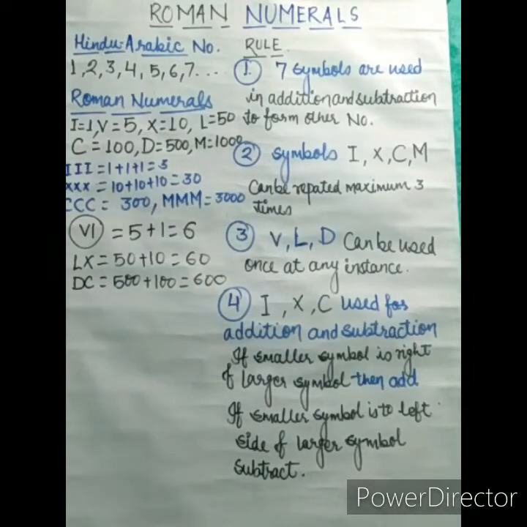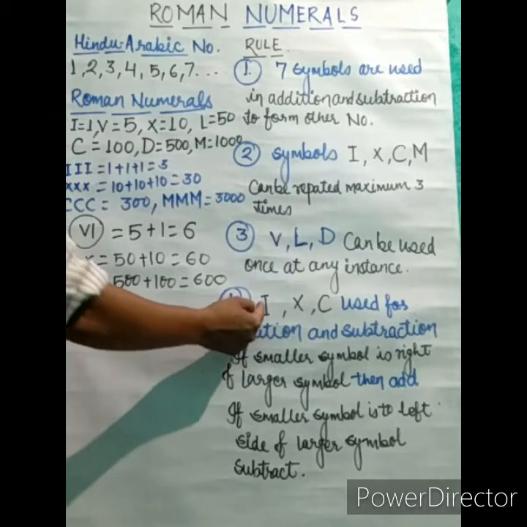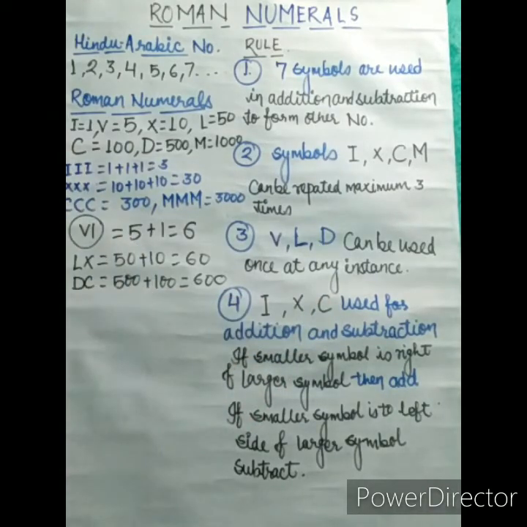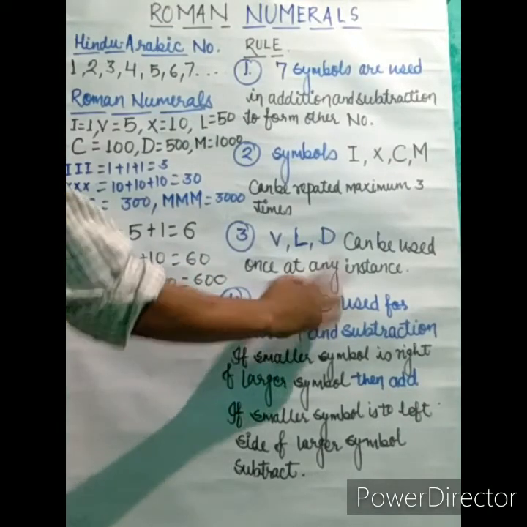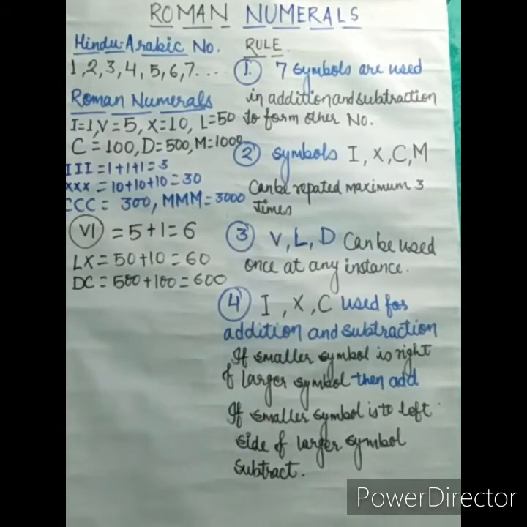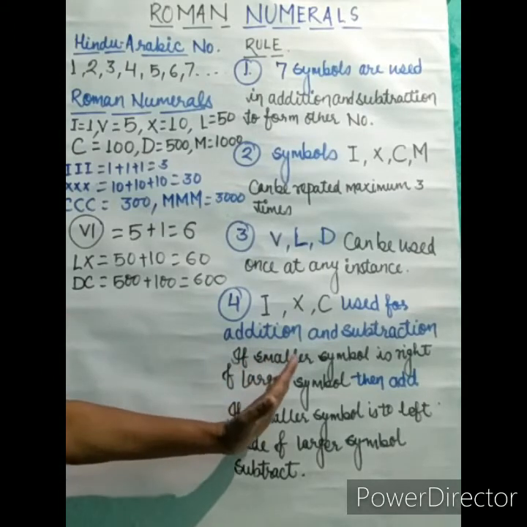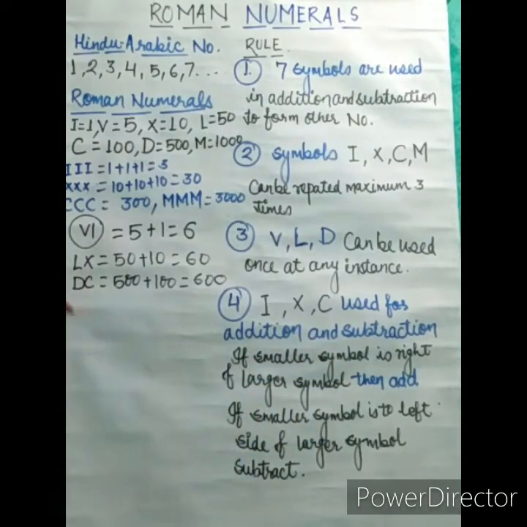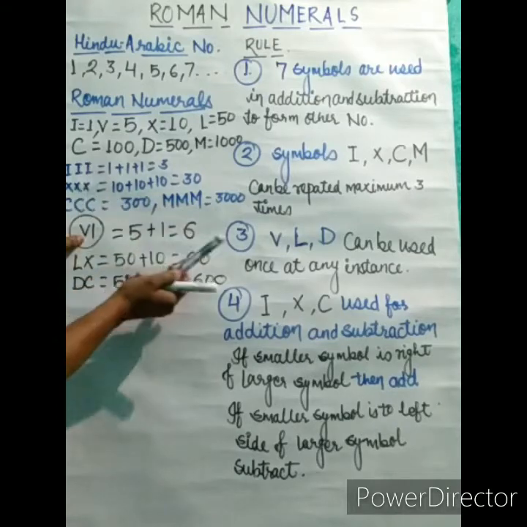Our fourth rule is: I, X and C are used to add and subtract. As we know, if a smaller symbol is written to the right side of a larger symbol, we add. We explained here: this is the larger one, this is your smaller one. So the smaller one is to the right side of the larger one.